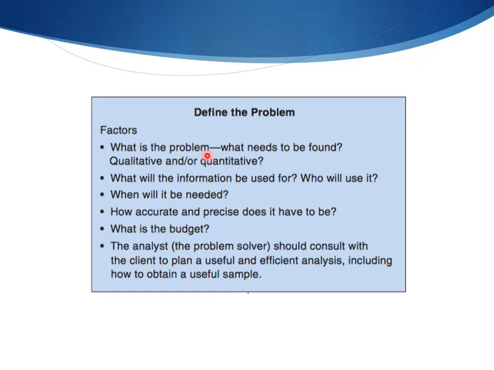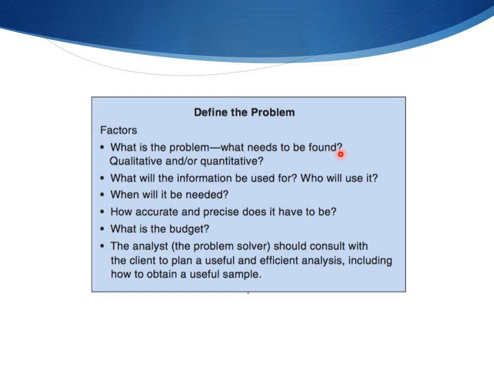Before going to discuss steps in a typical chemical analysis, we have to go through a number of factors. The first one is what is the problem and what needs to be found.